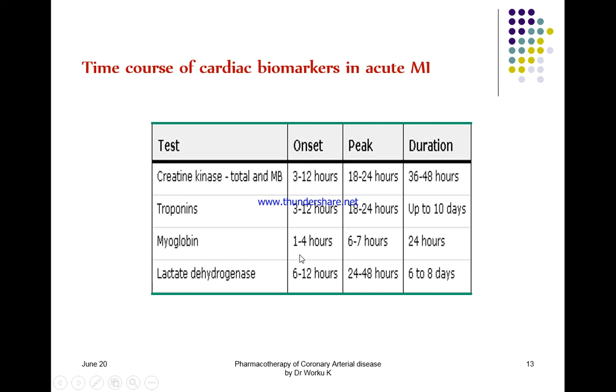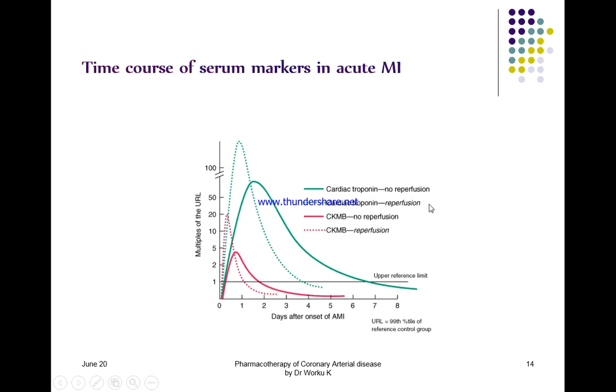Myoglobin is the earliest to rise, within 1 to 4 hours, and it will return to normal within 24 hours. Lactate dehydrogenase will rise within 12 hours of onset, peak within 2 days, and return to normal within 6 to 8 days. So you commonly use troponin, which is very cardiac specific, and its long duration in the serum helps for following the patients.